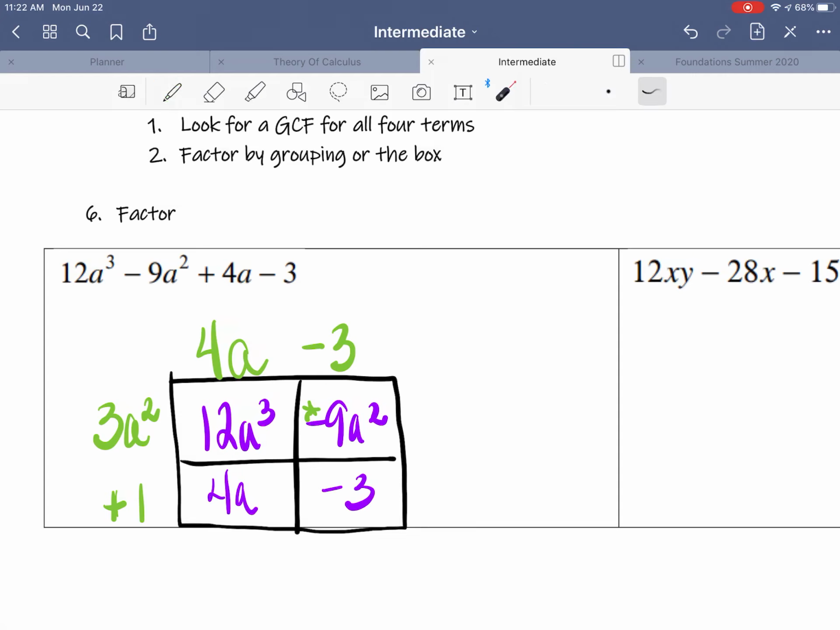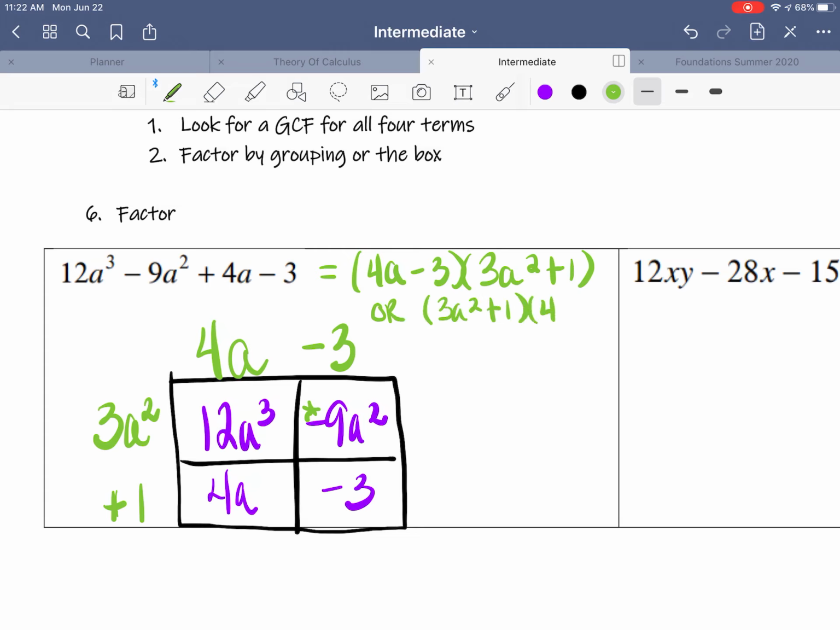So these green numbers out here are your factors. Isn't that so nice? And it doesn't matter the order that you write them because we have the commutative property. So if you had wanted to, you could write it this way. As long as this is a factor and this is a factor, then it doesn't matter the order.